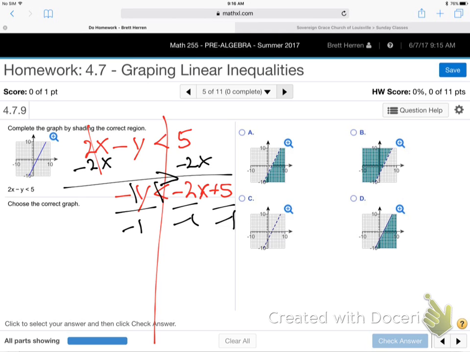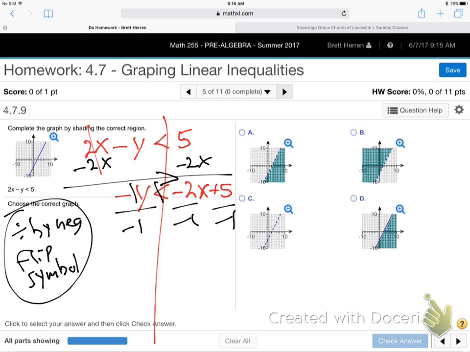Whenever we divide by a negative, so let me write that, divide by negative, you've got to flip the symbol. So we flip the symbol. What do we get then? We get y greater. Now, what happens on the other side? What is -2 over -1? Positive. Two negatives make positive, huh? And what is positive over negative? Negative.